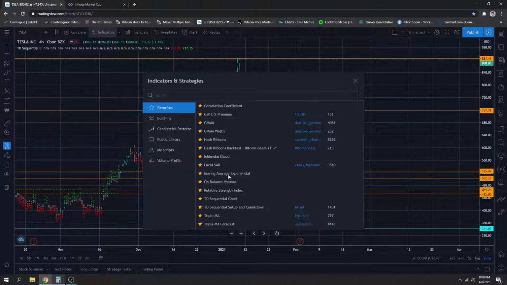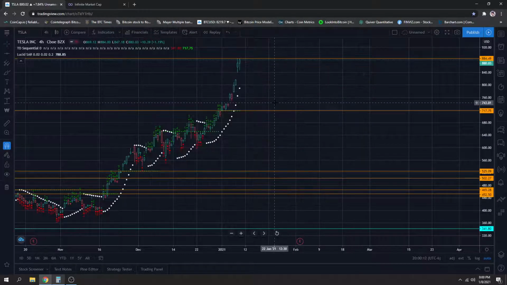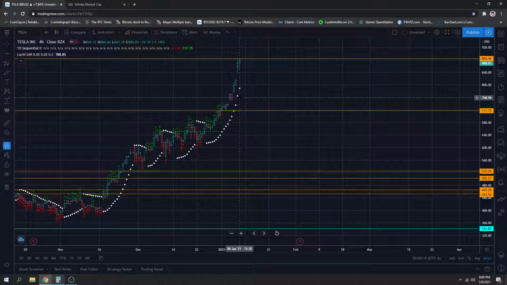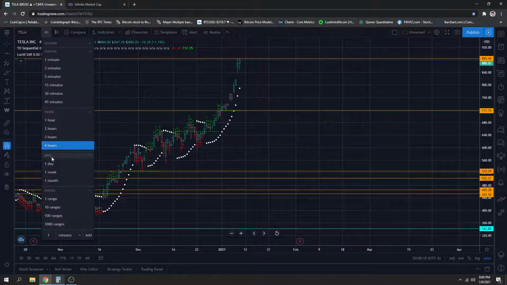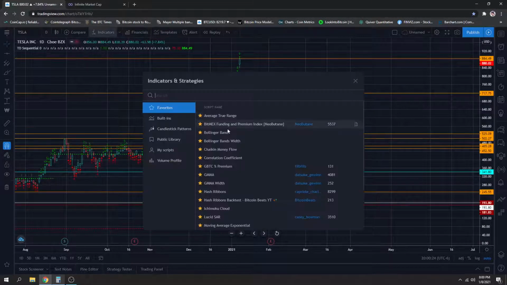Let's do Parabolic SAR maybe to look at some areas where we can get a breakdown. I mean, that's a $100 price swing. That's a lot. I mean, this thing is moving. The gaps here are large. Let's look at something that I look at. Let's look at the Guppy.